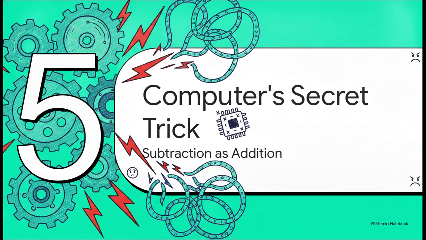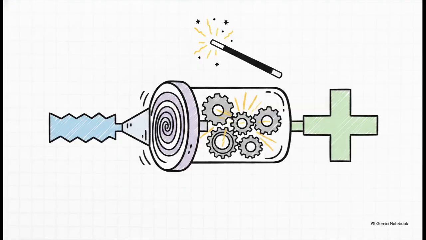But wait, there's a massive plot twist. Section 5, the computer's secret trick. Yeah, so here's the wild part. Computers actually hate dealing with all this complex borrowing.